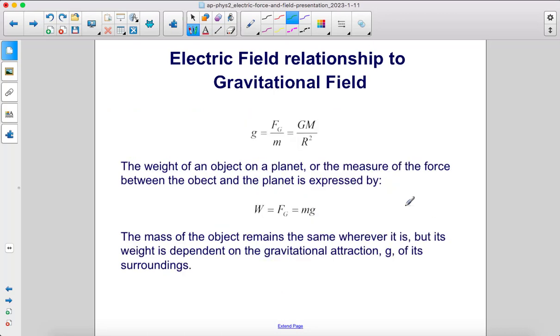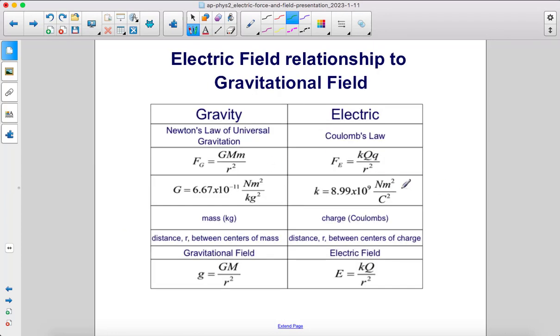The weight of an object on a planet, or the measure of the force between the object and the planet, is expressed by this equation. The force due to gravity is m times g. So you just take g here, if you multiply it by m, you'll see that you end up with the force of gravity, and that gives you the weight of the object. The mass of the object remains the same wherever it is, but its weight is dependent on the gravitational attraction g of its surroundings. Here is a comparison chart.